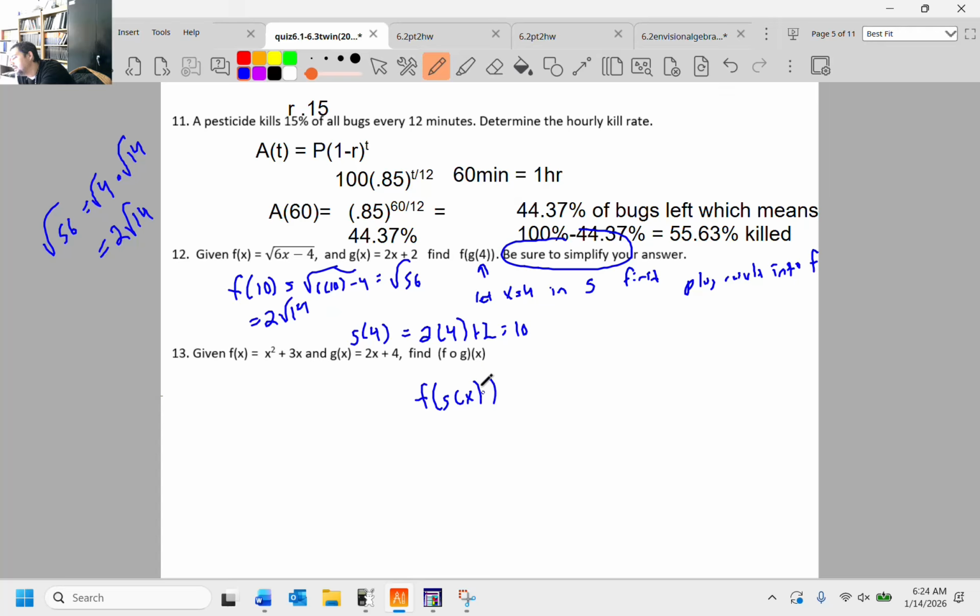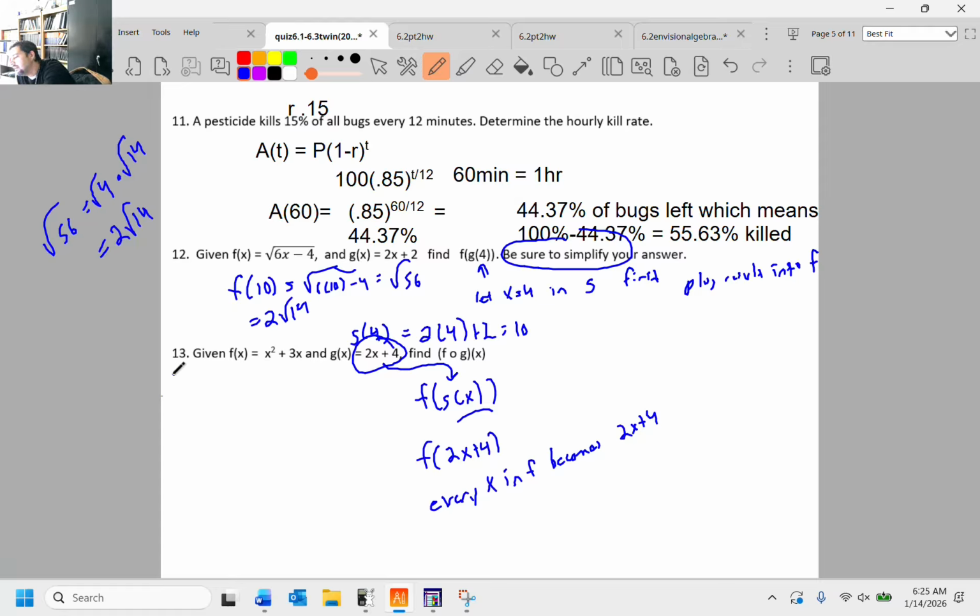But you're not plugging in numbers. You're going to use the substitution property. You put that 2x there. You're actually finding f of 2x plus 4, which means that every x in f becomes 2x plus 4. I can't make that any clearer. That's what it is. Verbatim, this is what you do.